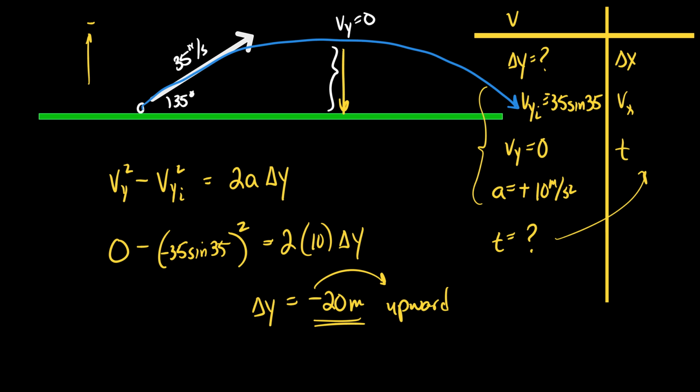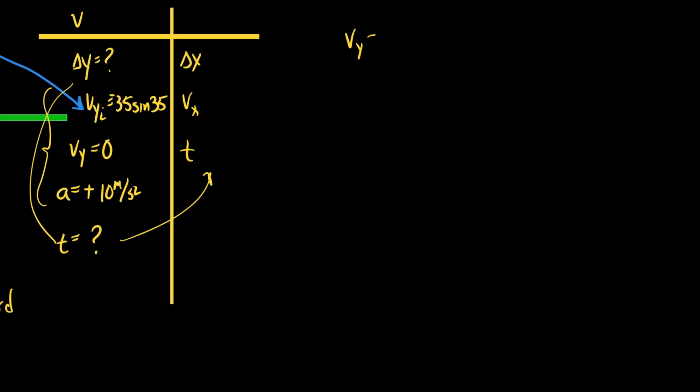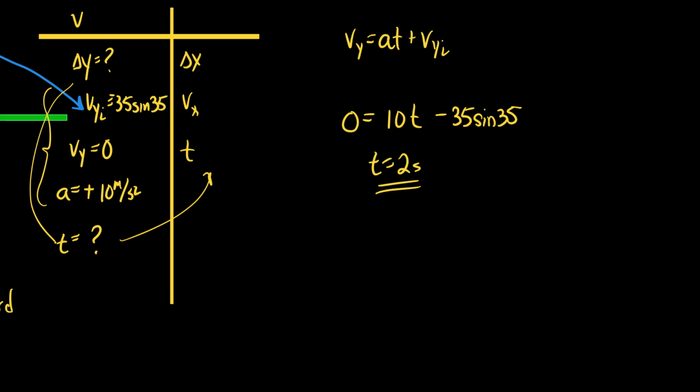I will need a relationship that has these things in it, and I think I got one. So I'm going to use Vy equals at plus Vy initial. And that's going to be 0 equals 10 t minus 35 sine 35. So 35 times sine 35 is 20, divided by 10 tells me that it makes it to this point in 2 seconds.